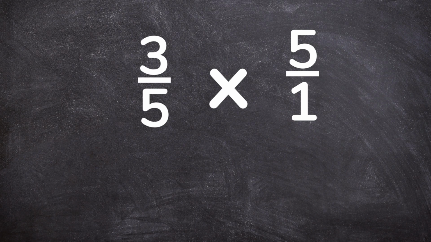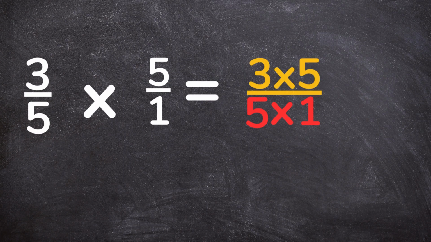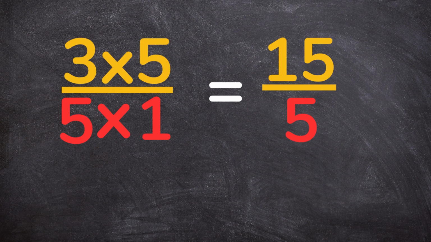Now we have two fractions that are multiplying. 3/5 times 5/1. Whenever you're multiplying fractions, you just multiply the numerators together all over the denominators multiplied together. So we're just going to multiply the numbers on top. 3 times 5, we get 15. And then 5 times 1, we get 5. So we end up with 15/5.